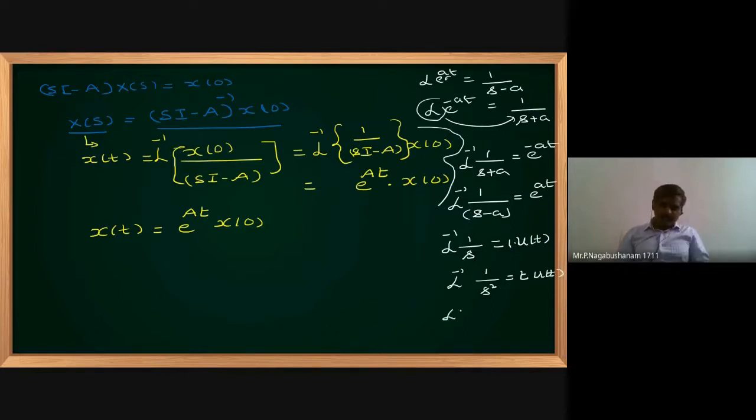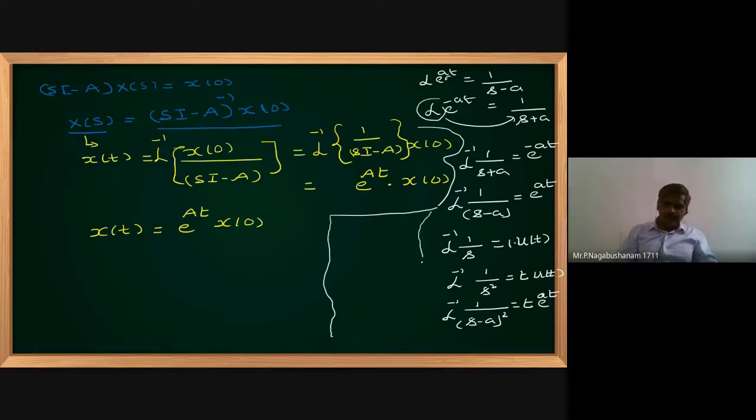Last but one, L inverse of 1 by (s minus a) whole square. Listen, if there is no square, then it is e power at. If it is a square, take t. These are the formulas we come across in control system state space analysis. Let me give two more, after that we'll go to the normal topic. These are what I require to solve the problems in state space.